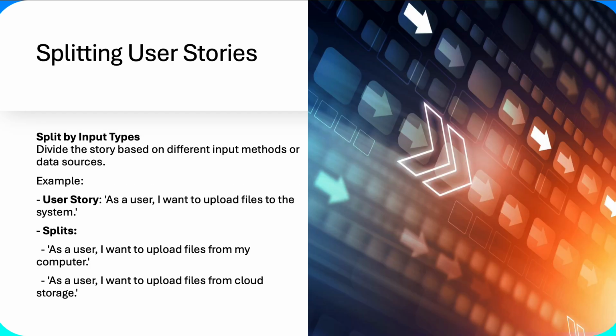Another way to split stories is by the input types. So I have a story here. As a user, I want to upload files to the system, and maybe you have a different story around I want to upload my files from a computer, or I want to upload files from a cloud storage. Maybe there's a different story when you're going to get those files via API. So these are all different ways you can split stories as well.